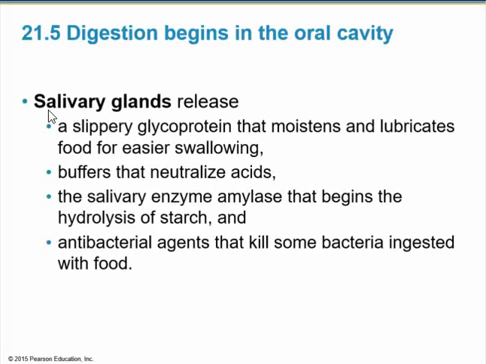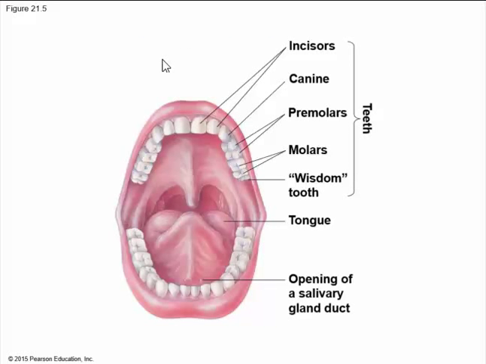Your salivary glands, there are 3 sets. They secrete saliva, which is a protein-sugar mixture, which moistens and lubricates, and contains enzymes and buffers to neutralize acids. The enzyme amylase breaks down starch into maltose. And then lysozyme is an enzyme that neutralizes bacteria. Your teeth are divided into categories: incisors for cutting, canines for tearing, premolars and molars for grinding.